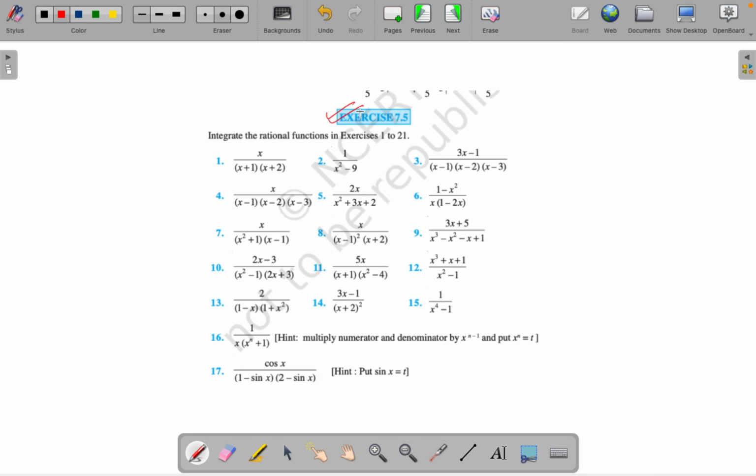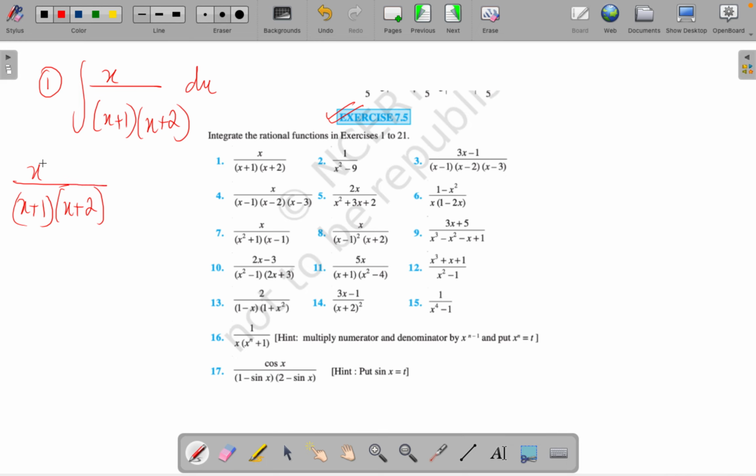Let's see. When we talk about exercise 7.5, let's talk about the first question, children. Integration of x upon (x plus 1)(x plus 2) dx. I want you to integrate this. Again, linear upon quadratic. So x upon (x plus 1)(x plus 2), forget the integration sign, we are doing the first step. Check the table where partial fraction forms are given. Since there are two linear factors of degree 1, we will have this.